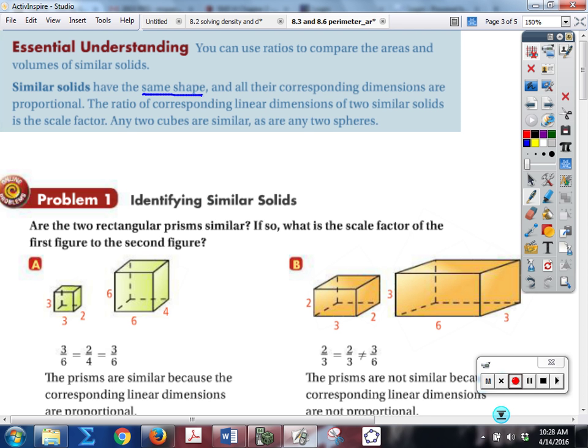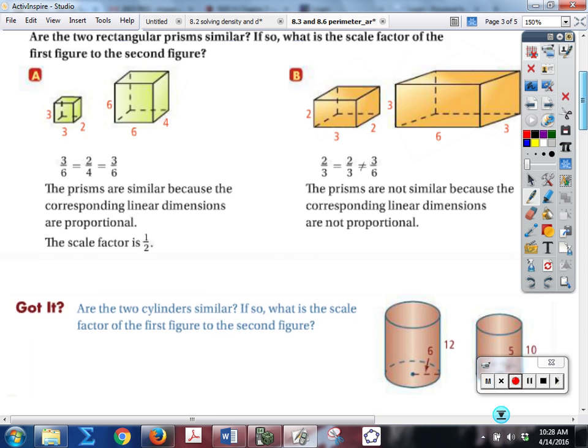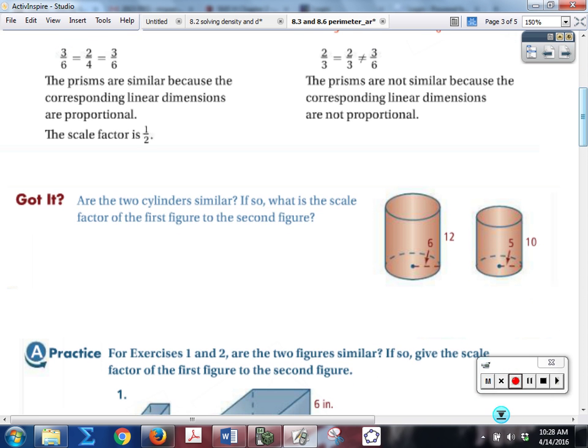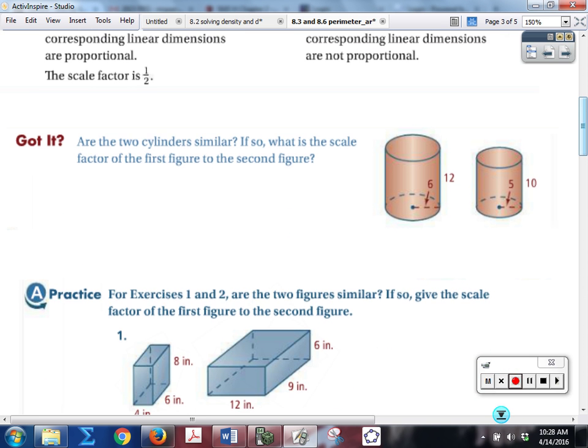Let's look at this one quick. Don't do 6 over 12 for the ratio. You've got to do, the radius is 6. What's the radius of the other one? 5. The height is 12. What's the height for the other one? 10. They're equal. So yes, they're similar.